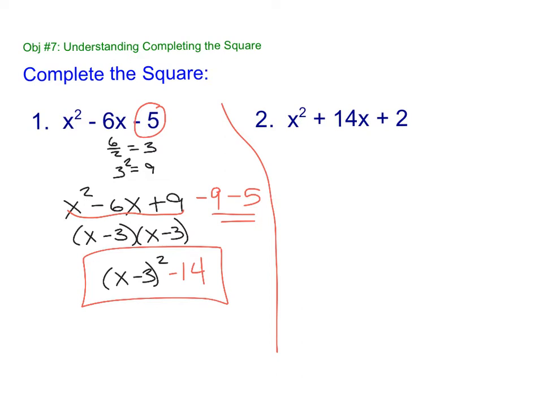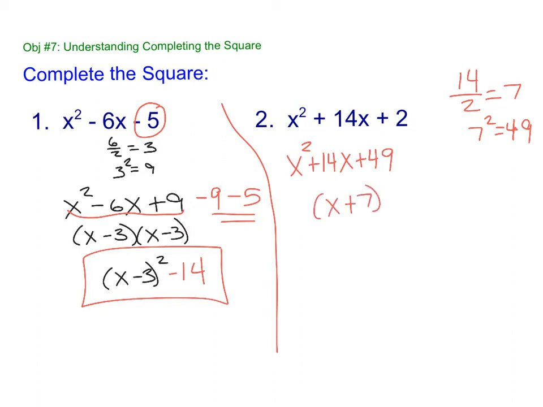And then this one, again, same idea. Take our 14, divide by 2, we get 7. 7 squared is 49. That's my C term. That's the term I want in the problem. X squared plus 14x plus 49. Because when I factor that, that gives me x plus 7 squared.